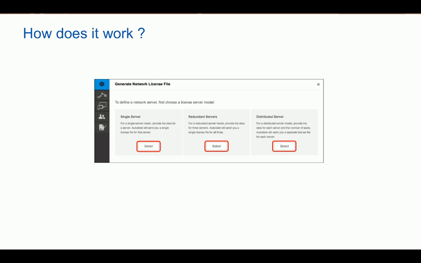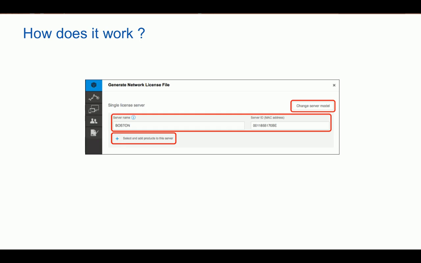Well, how does it work? First, you will need to collect your server hostname and physical address. As before, you can choose between 3 different server models: a single server, redundant server, where you will need to provide the information for all 3 servers, and distributed server, where you will need to indicate the number of servers, their host name, physical address, and the number of seats on each server. In this example, we chose the single server model. If you wish to change the server model, you can still do so from this screen.